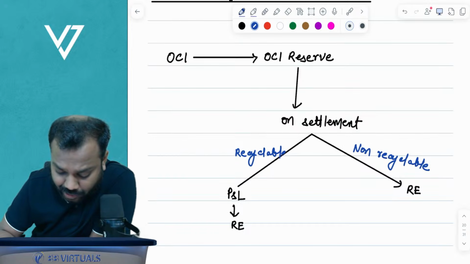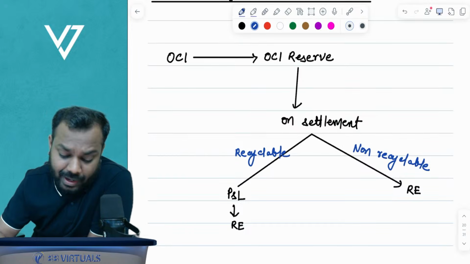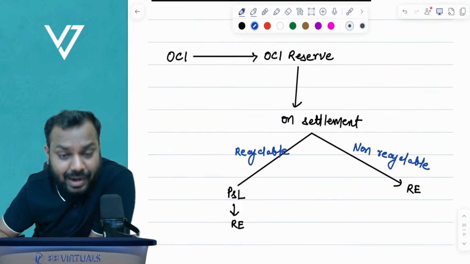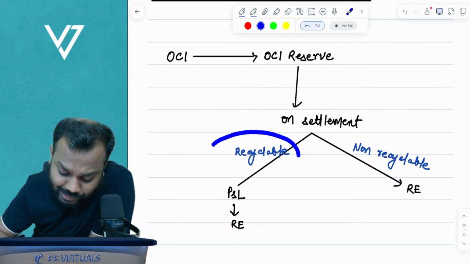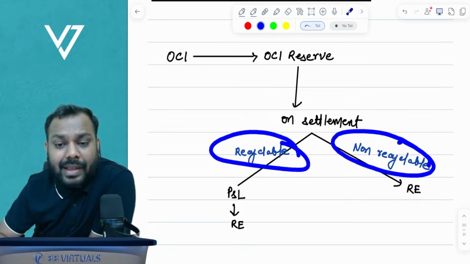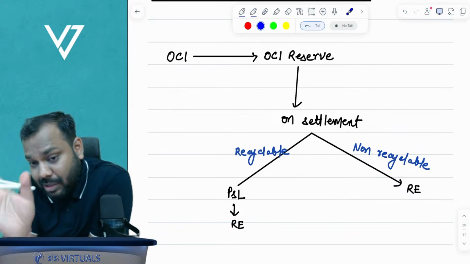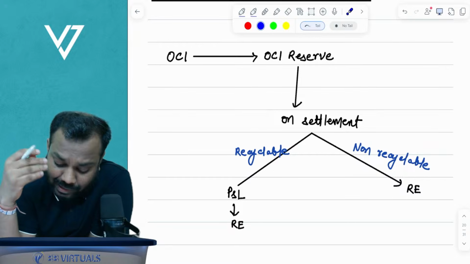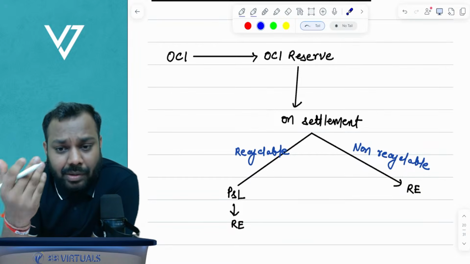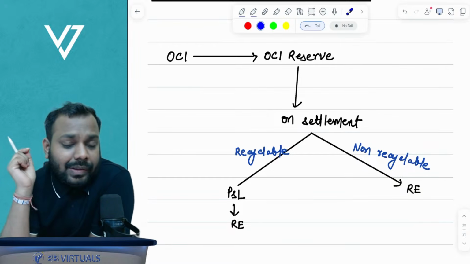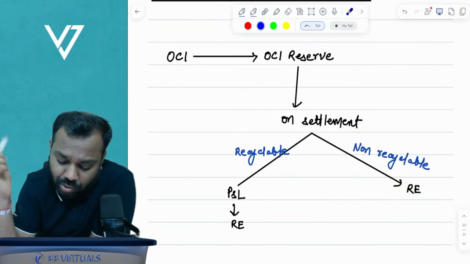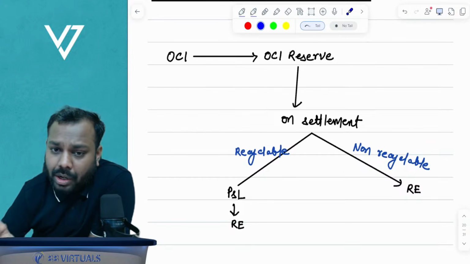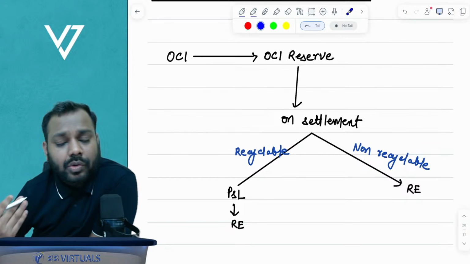Sir, now you should ask me, what is the rationale behind non-recyclable and recyclable? I'll tell you, there is no rationale behind that. It is in the agenda of the IFRS Foundation also to remove this concept. There is no logic behind this.